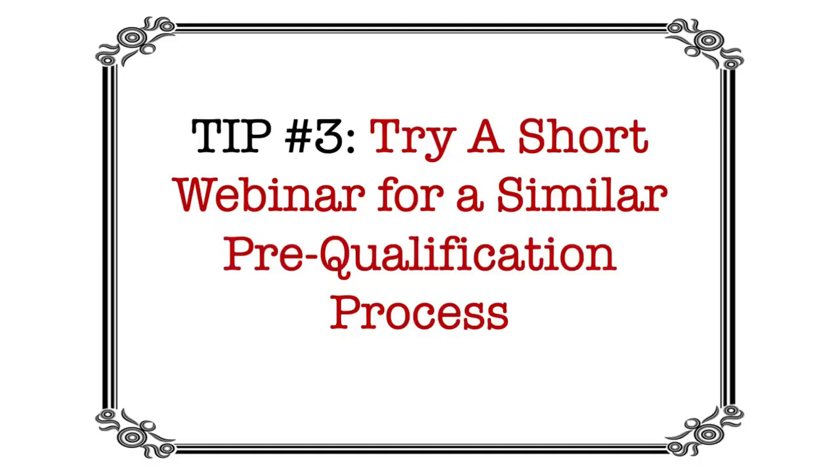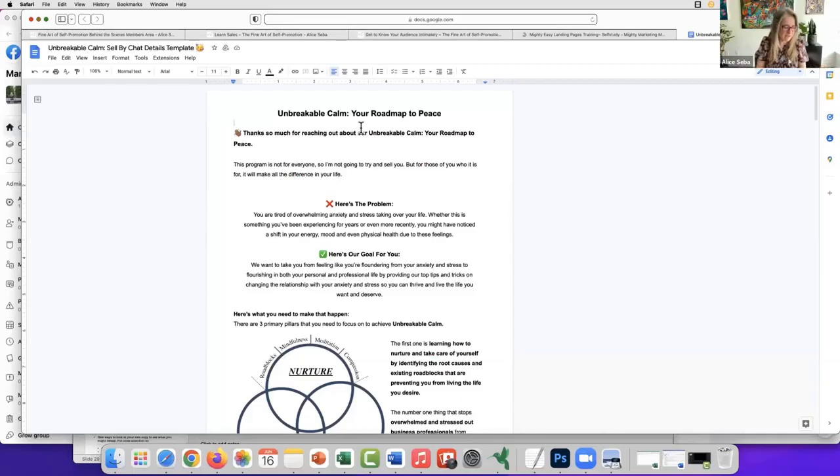Tip number 3, try a short webinar for a similar pre-qualification process. Or it could be like a little 5-minute webinar that is done, kind of like an automated thing. So someone comes to our website, they're interested, they can sign up for the next time, the automated evergreen webinars. You can set that up with GoToWebinar. They go in there and they see it. But anyways, it's a document.